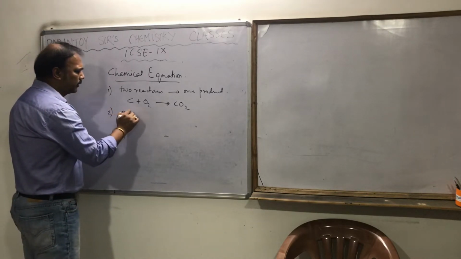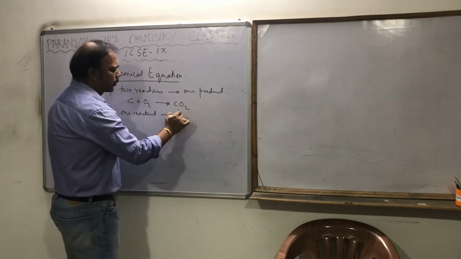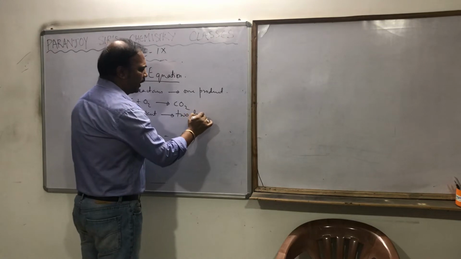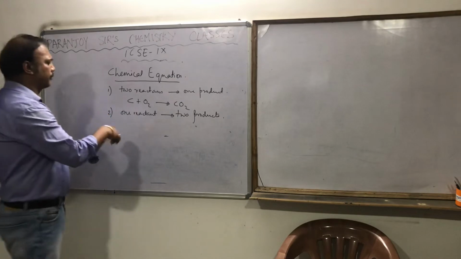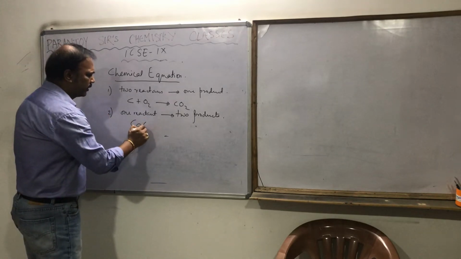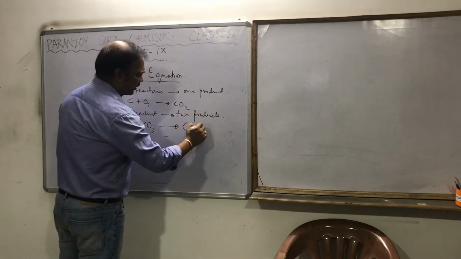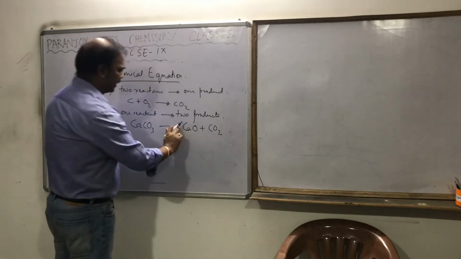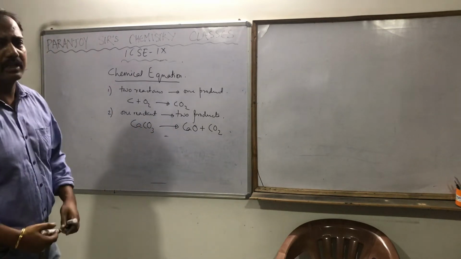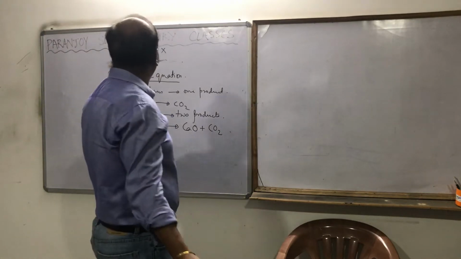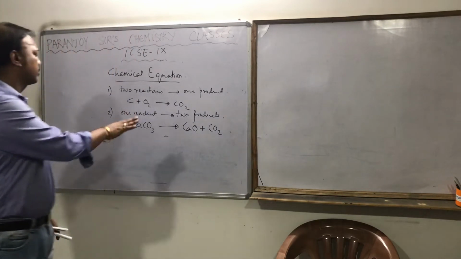One reactant and 2 products. For example, suppose CaCO3, when it undergoes reaction, produces CaO plus CO2. Calcium carbonate is undergoing reaction to produce calcium oxide and carbon dioxide. That is, 1 reactant is converted into 2 products. Okay, so that's absolutely fine.